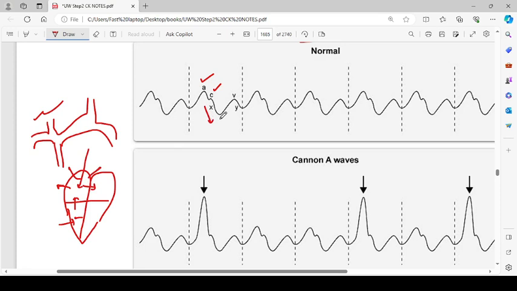Then comes the V waveform. The V waveform corresponds to the maximum filling. Now the blood is entering and the walls are relaxing. This was the X descent.